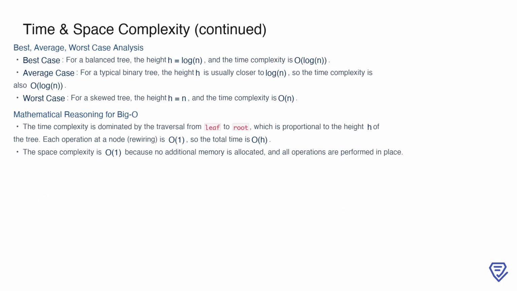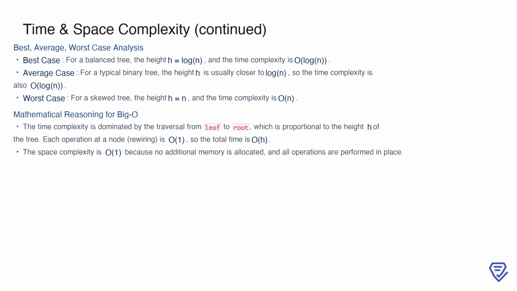Now let's analyze the best, average, and worst-case scenarios. In the best case, for a balanced tree, the height h is proportional to log n, resulting in a time complexity of O(log n). For the average case, most binary trees have a height closer to log n, so the time complexity remains O(log n). However, in the worst case, such as a skewed tree, the height h equals the total number of nodes n, leading to a time complexity of O(n). The mathematical reasoning for this big O complexity lies in the fact that the traversal from the leaf to the root dominates the runtime, and this traversal is proportional to the height h of the tree.